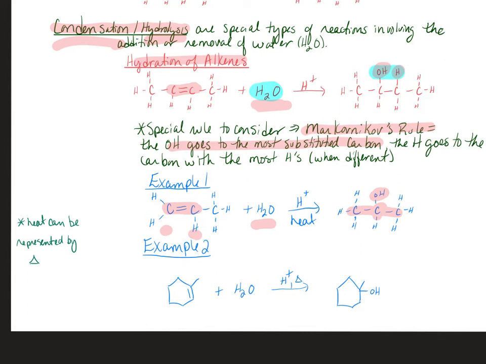In a line bond representation, this H2O, all you see that goes to that double bond is the OH. That doesn't mean the hydrogen isn't there. We just don't represent it in this format.